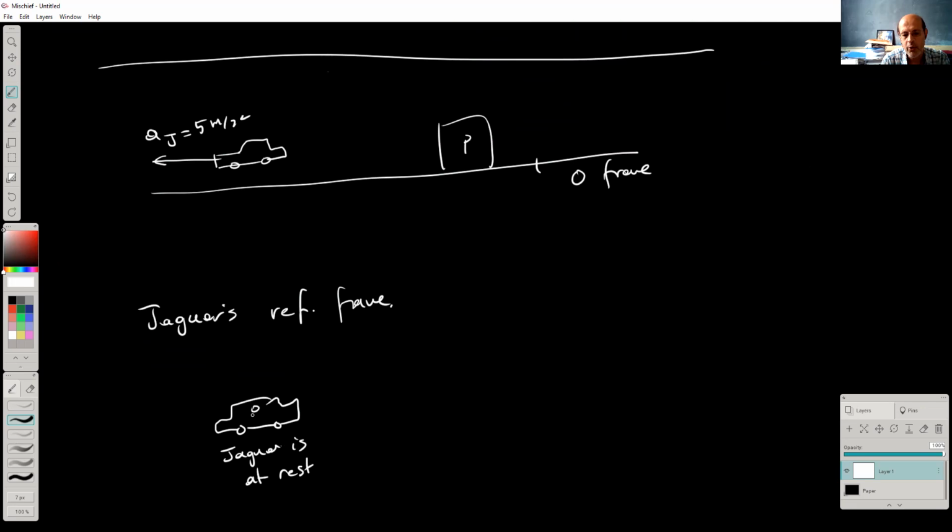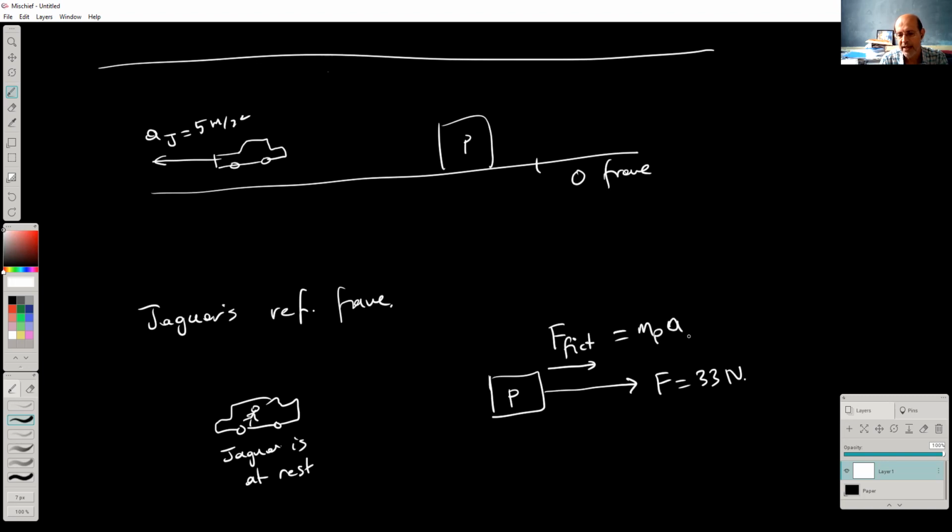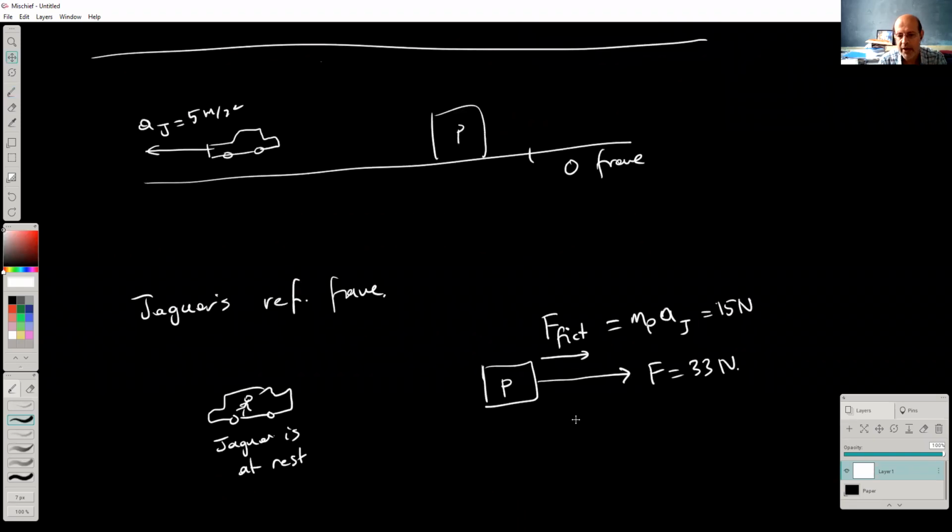Okay, so there is an observer inside the Jaguar who is looking at that box by just, I don't know, turning behind perhaps, just looking at that box. So that person is going to see that there is a real force acting on it towards the right. There is also a fictitious force acting on it, which is towards right. It's basically the mass of the box multiplied with the acceleration of the Jaguar. So that's going to be 3 times 5, so that's 15 newtons, right?